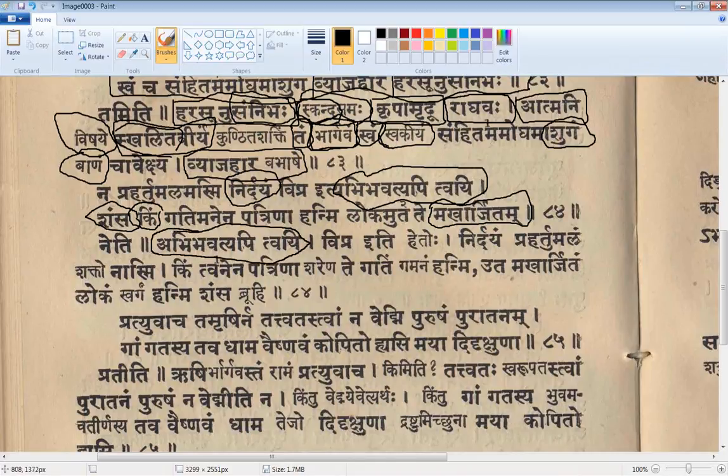Then nirdayam is an adverb. Alam means shaktaha. Alam has various meanings; alam can be enough, means shaktaha. So kim too, but anena patrina, sharena. Patram also means the feathers that arrows had in the old days, the decoration at the end, right? So patrin is one who has the patras. So patrina, sharena, te gatim means gamanam. Should I thwart your movements? Gatim. Uta is, or on the other hand, makhajitam lokam swargam hanmi. Shamsa is bruhi.